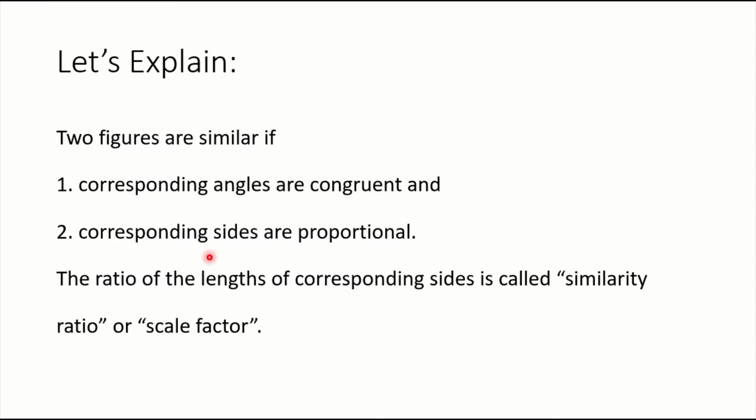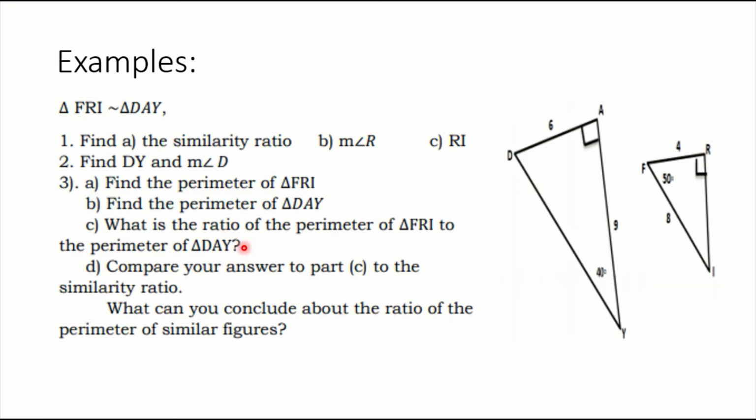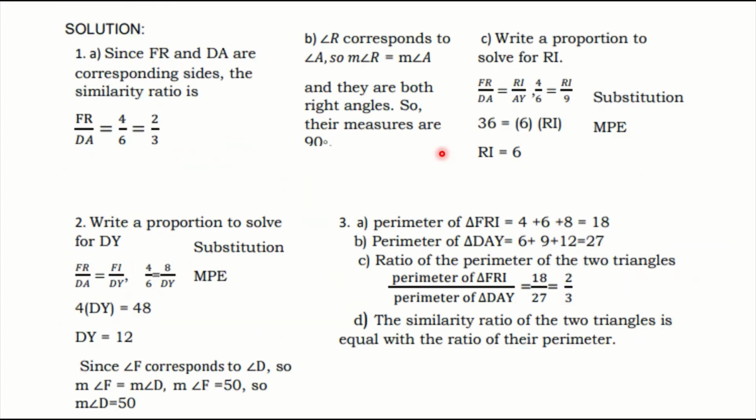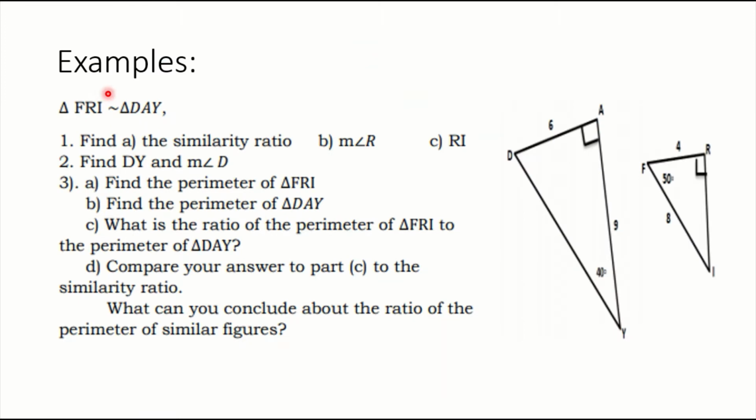We will discuss this later on. In this example, what kind of symbol is this? That is similar. Triangle FRI is similar to triangle DAY. Number 1, let's find letter A, the similarity ratio; letter B, the measure of angle R; and letter C, RI. We have here the solution for all the numbers.